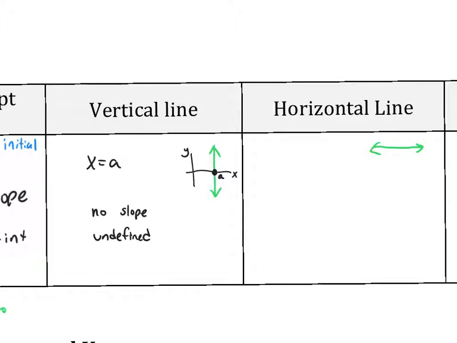Next, a horizontal line, in contradistinction, crosses only the y-axis, which means only the y is represented here. And so we do have a y-intercept, hence the b. And the slope here is just 0. It's a flat line.